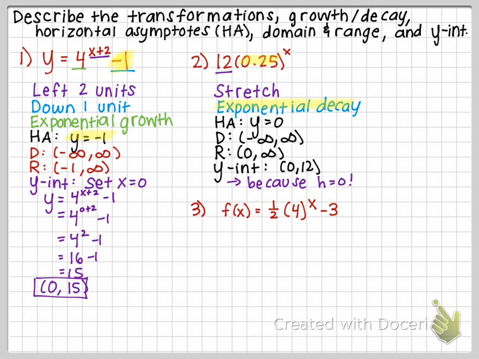Number 3. We compress because of that 1/2. So we're going to compress. That 4 tells us exponential growth because this is greater than 1. Horizontal asymptote, y equals, I think I just put 3. That should be y equals -3. Oops. Y equals -3. I'm going to rewrite that.